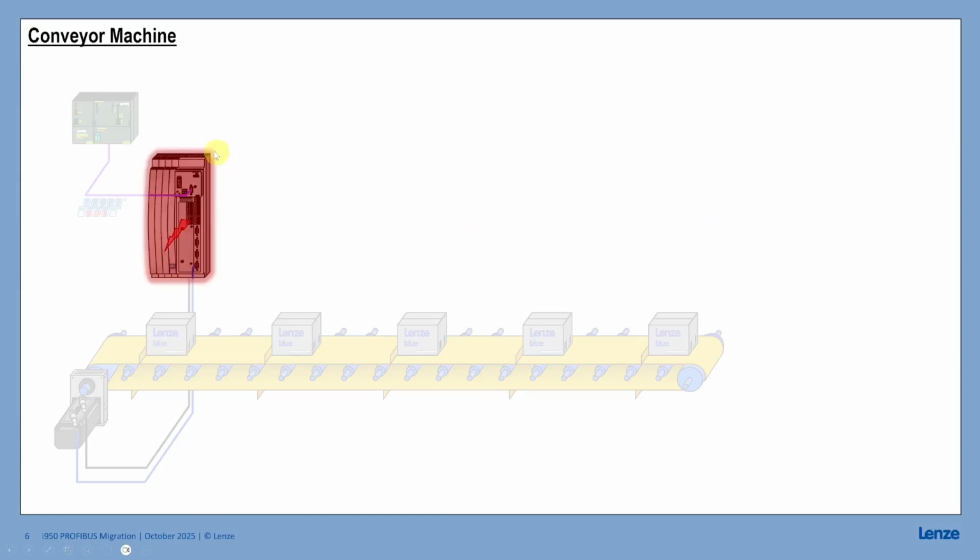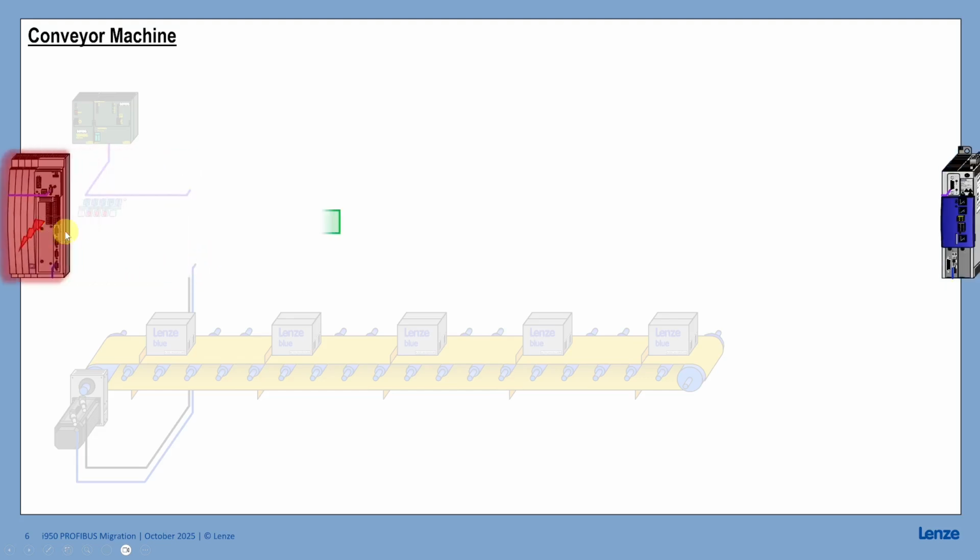Oh my dear, what's that? After 25 years of operation, obviously the 9300 drive controller failed and the machine stops production. Let's take a look at Lenze's offer for a replacement scenario. First, let's replace the 9300 by an i950 drive controller.